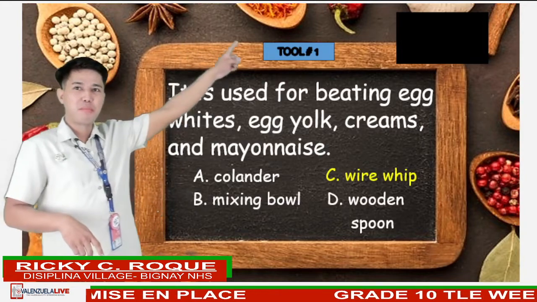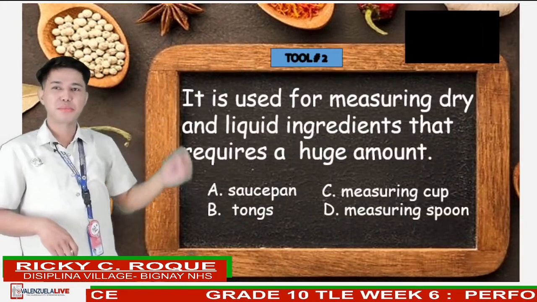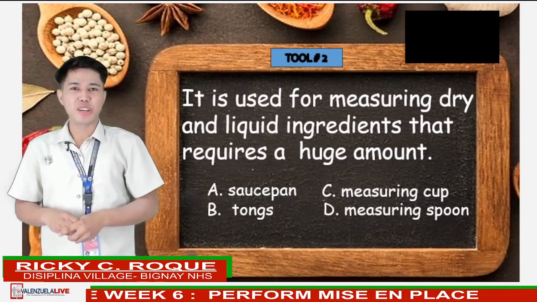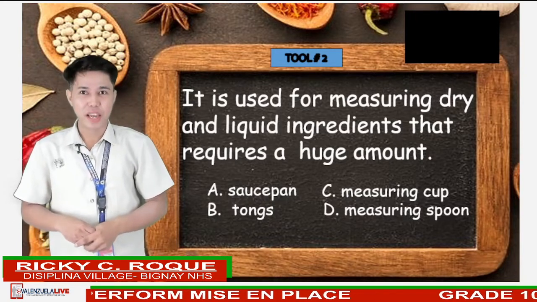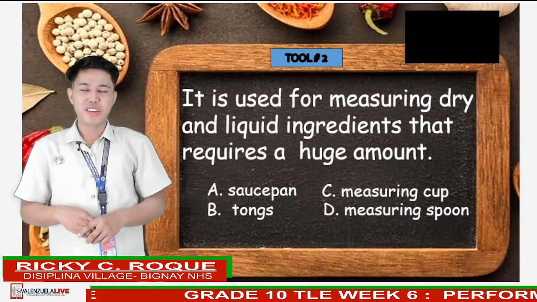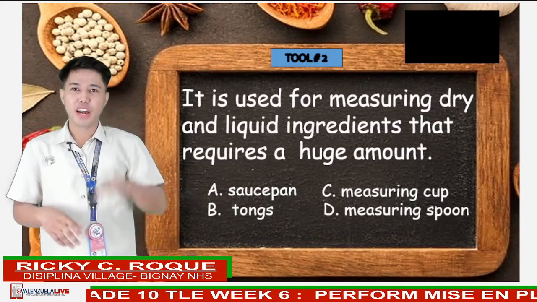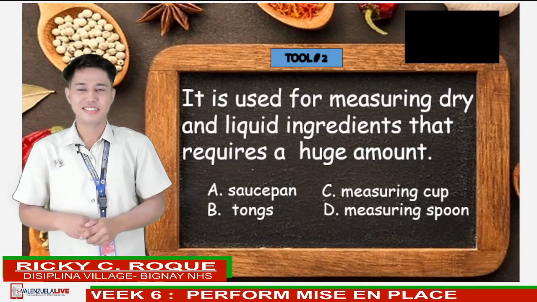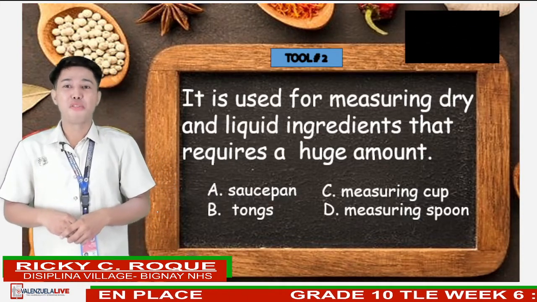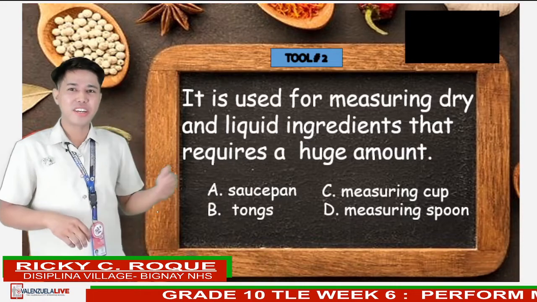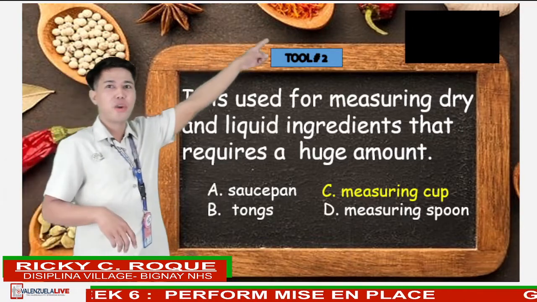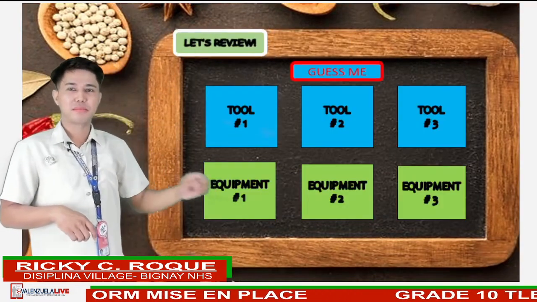Question number 2 or tool number 2. It is used for measuring dry and liquid ingredients that require a huge amount. A. Saucepan. B. Tongs. C. Measuring cup. Or letter D. Measuring spoon. You have your 5 seconds. Very good. You got it? The correct answer is letter C. Measuring cup.